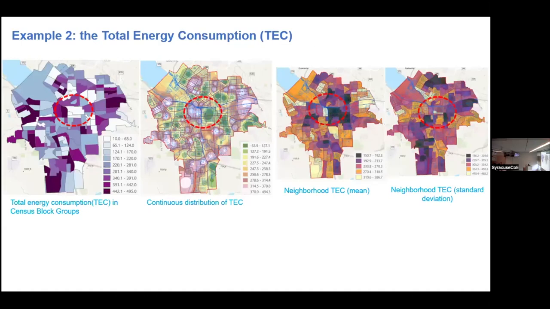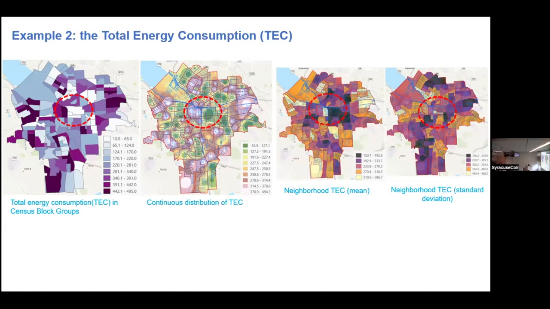Okay, now the second one, some of you might be very interested in. I talk about the total energy consumption for Syracuse. To be clear, I don't have this data. I'm relying on you. You're going to listen to the next speaker who will talk about this. I don't have this data, but I created this data manually to showcase.